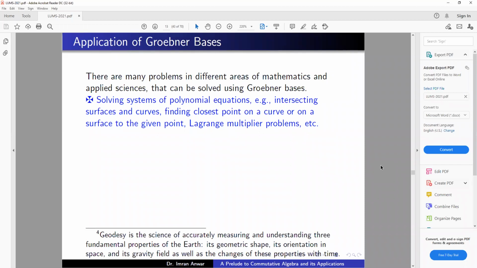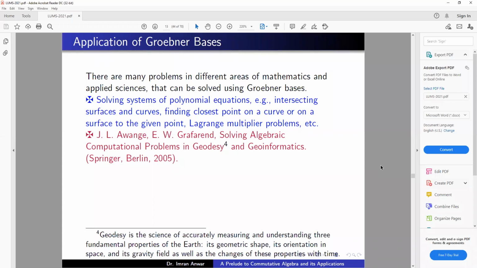So there is a book by Awange and Grafarend regarding solving algebraic computation problems in geodesy and geoinformatics. This is one of the applied areas, which is quite a sensitive area in the sense that geodesy is a science that accurately measures and understands three fundamental properties of the Earth. Number one, its geometric shape. Number two, its orientation in space. Number three, its gravity, and all the changes and properties with time.